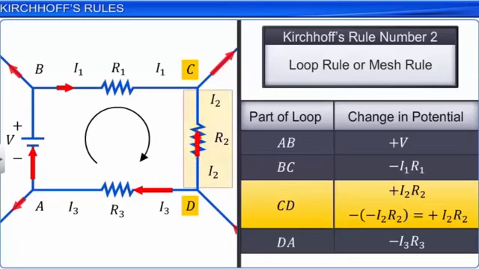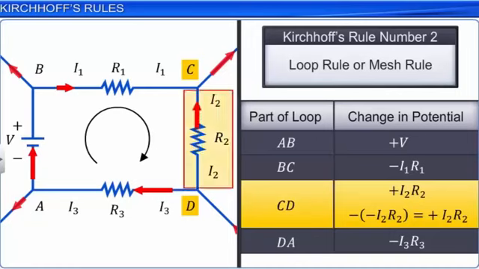Another way of expressing this concept is as follows. Here, charges are flowing from D to C. Therefore, point D is at a higher potential compared to point C. As we are calculating the potential change between points D and C, which is the potential at D minus potential at C, it is positive.